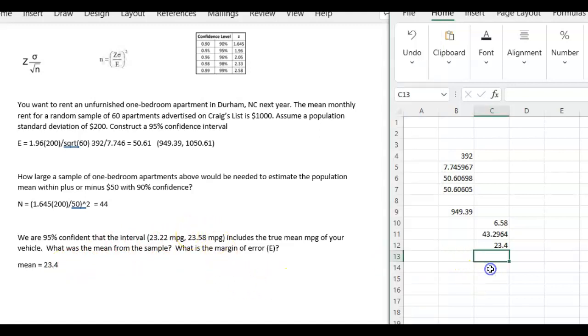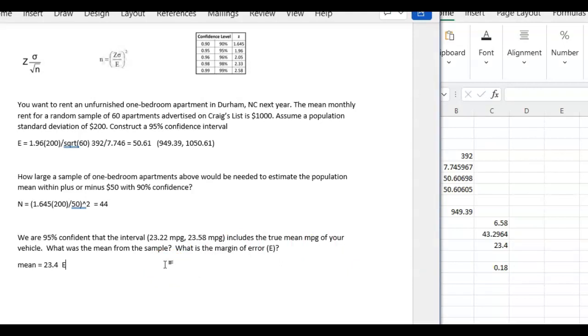So if I take 23.58 and I subtract 23.4, because that's the number in the middle, I get 0.18, and that's my margin of error. And you can see that by adding the margin of error to this mean, we get 23.58, which is our value here. And if we subtract 0.18 from 23.4, we get 23.22. So we're just working backwards versus working forward.